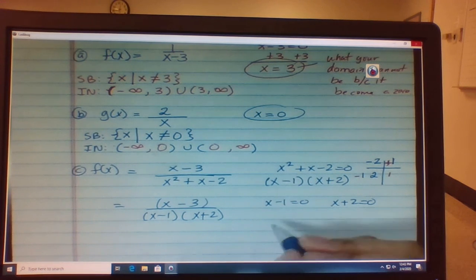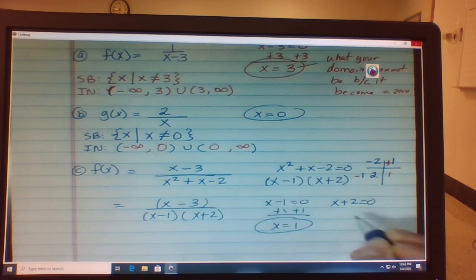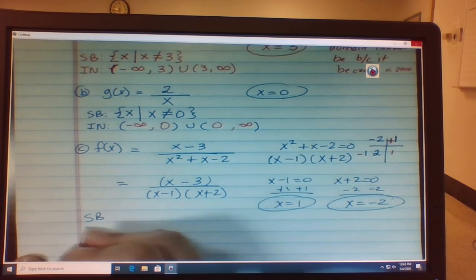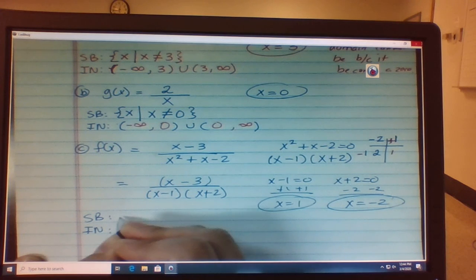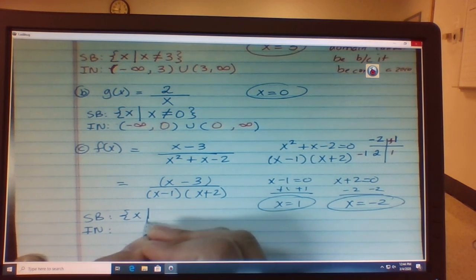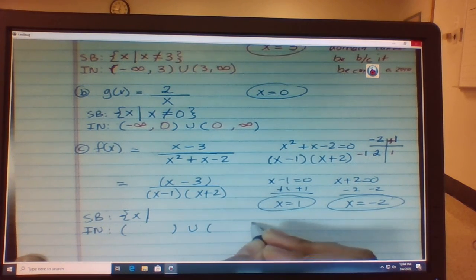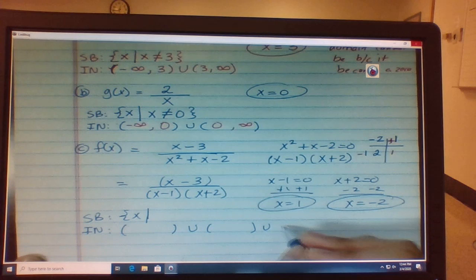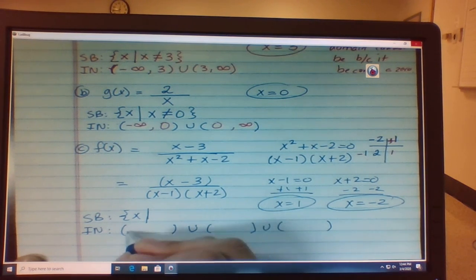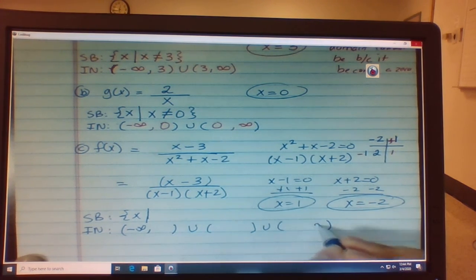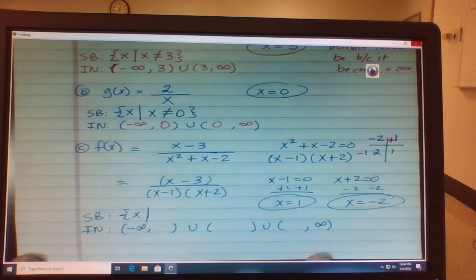So we set them equal to 0, plus 1, plus 1. X is a positive 1. Minus 2, minus 2. X is a negative 2. So do the set builder and the interval notation, just to make sure you know what you're doing. How many parts is the interval notation going to have? 3 parts. Very good. Because there are 2 answers, a negative infinity there and an infinity there. Put the numbers in the right place because it does make a difference.